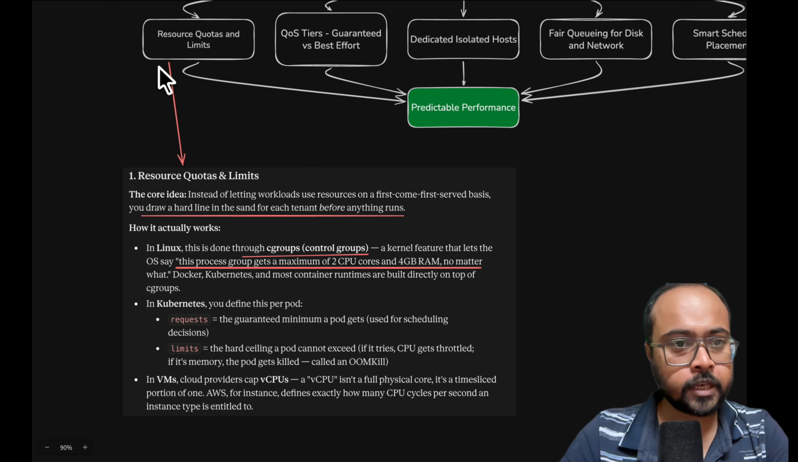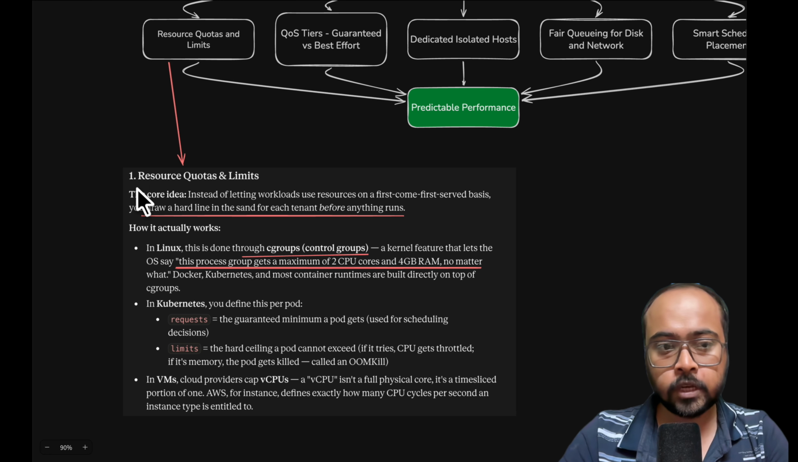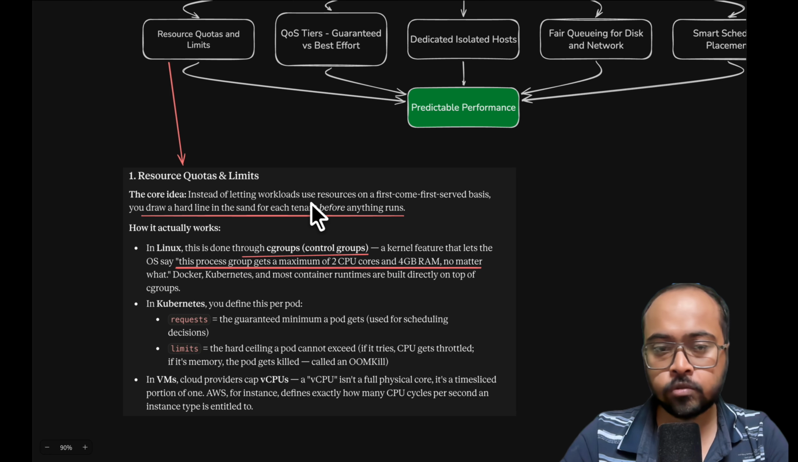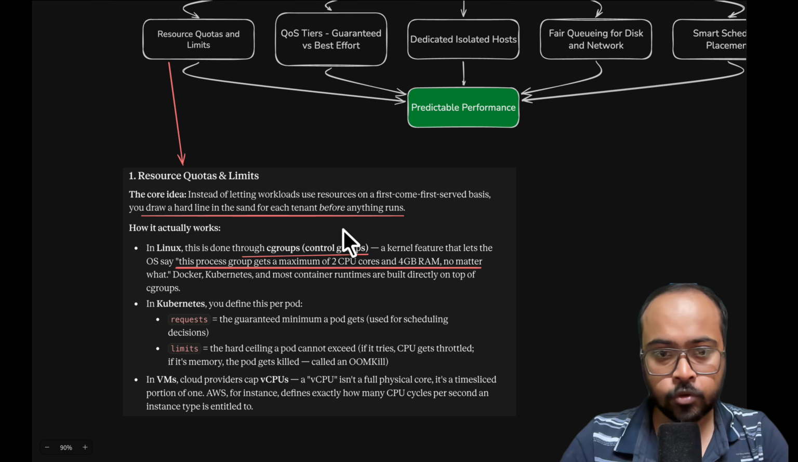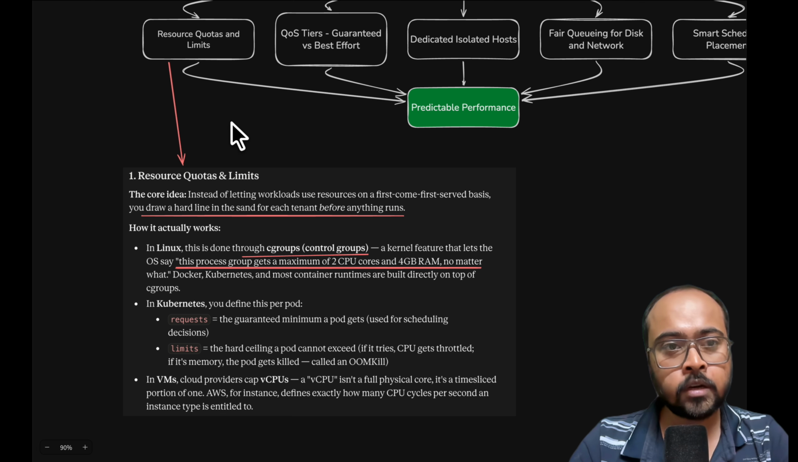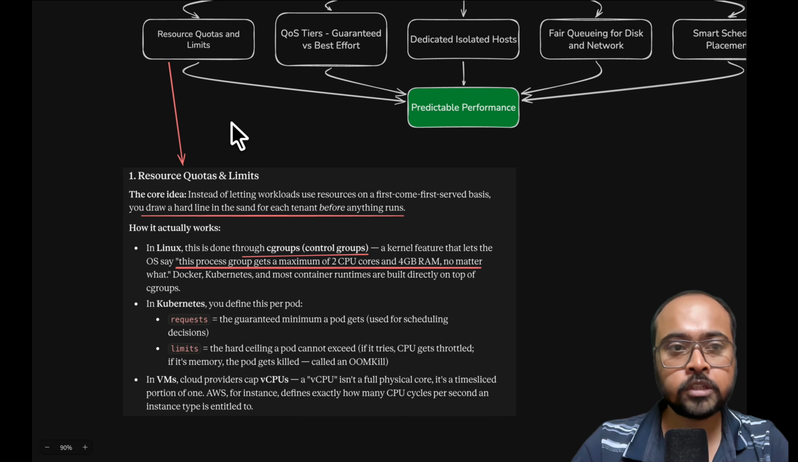The first solution that they have come up with is known as resource quota and limitation. The core idea is, instead of letting the workloads use resources on a first come first served basis, you draw a hard line in the sand for each tenant before anything runs. We set a hard limit for all of the virtual machines for using the same resources. We specify that no matter what, these machines cannot consume more than this percentage of the CPU or this percentage of the RAM or storage, like that. That way you set a hard limit.